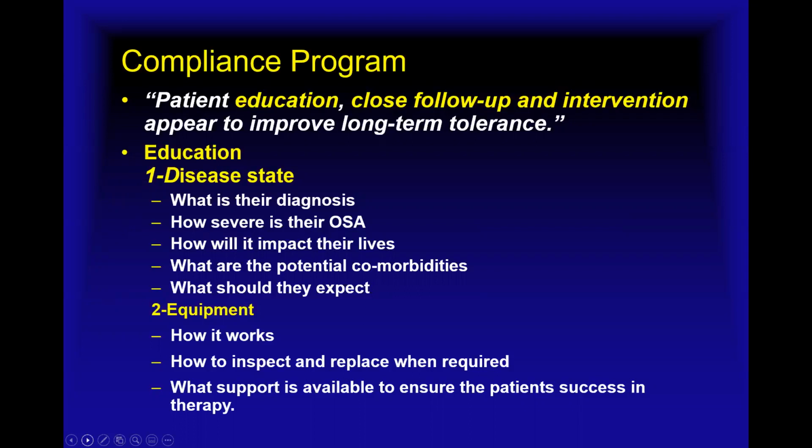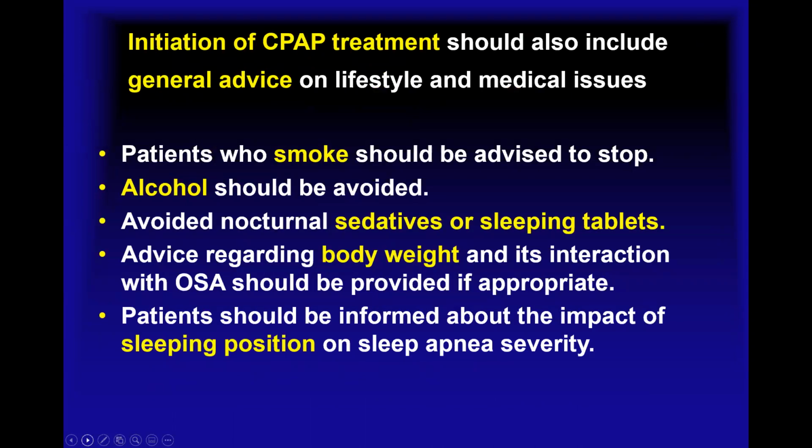What should they expect? Equipment, how it works, how to inspect, replace, and maintain it, and when that's required. And what to do if you run out of supplies or have a question. What support is available to ensure the patient's success in therapy overall? It should include general advice on the patient's lifestyle and medical issues. Smokers should be advised to stop, but also provided with resources to help them stop. Alcohol should be avoided. Avoid nocturnal sedatives and sleeping tablets. Advice regarding weight loss and things along those lines. Sleeping position is also an important element.